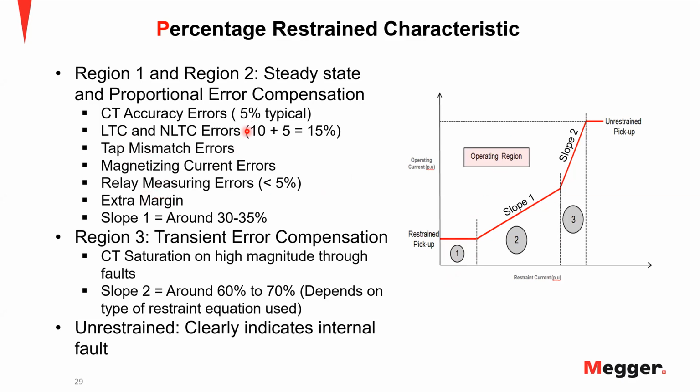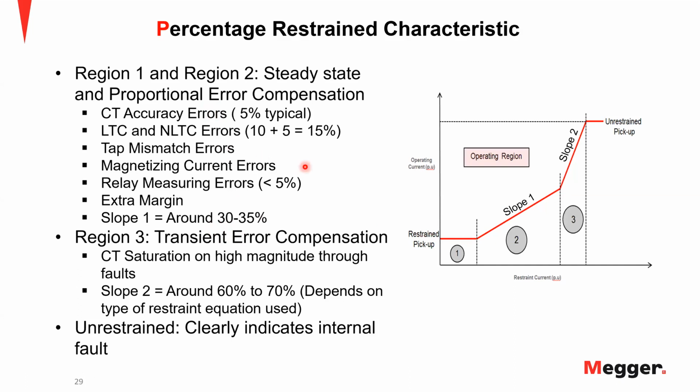So when you add up these percentages that you want to provide as margin, you come up with a setting of somewhere around 30 to 35% for slope 1. And these numbers are used from IEEE C37.91 standard, and these are some typical settings. Of course, you can have a slope setting of 25 as well, just depends on your system and how you set them up. So slope 1, until this point, we are taking care of your steady state and proportional errors.